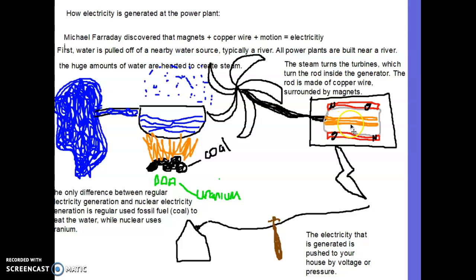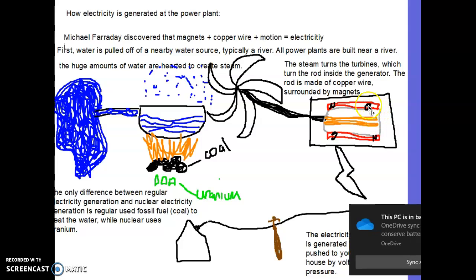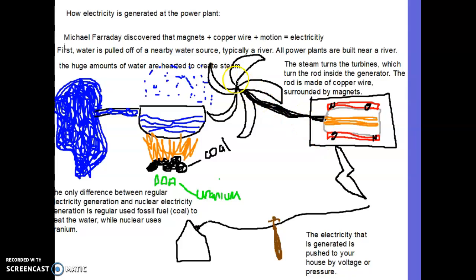And inside the generator, you have copper wire, which is surrounded by magnets. And so what happens is, and here's the second part, the three parts you have to have for electricity: magnets, copper wire, and motion. So the steam turns the turbine, which turns the rod inside the generator, and the rod is made of copper wire surrounded by magnets. Well, when you have motion and that copper spinning and magnets, you get electricity.